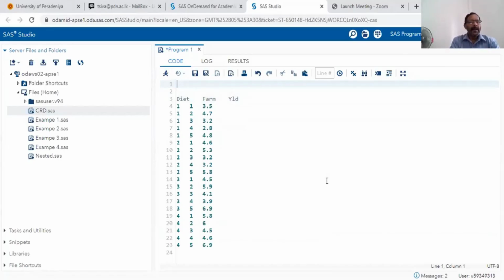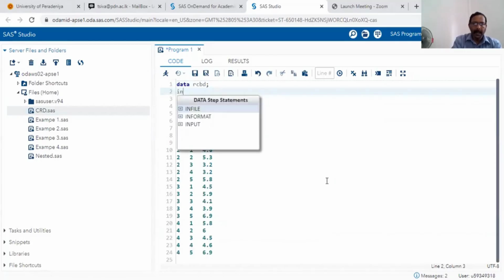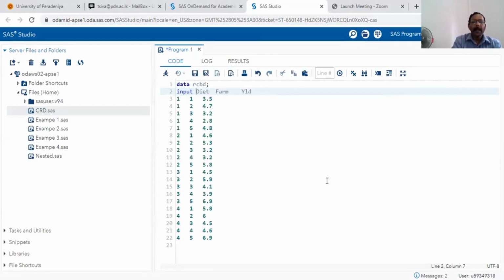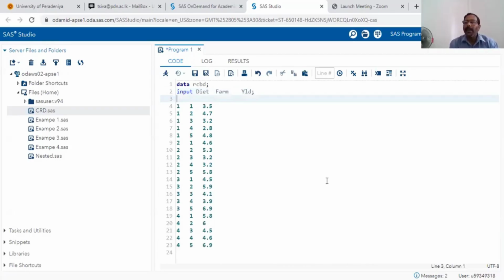Right. This is our RCBD. So that data, I will say it as RCBD input. What are the inputs? I will simply put it as diet, farm, yield. So here I don't want to type it as block and so on.